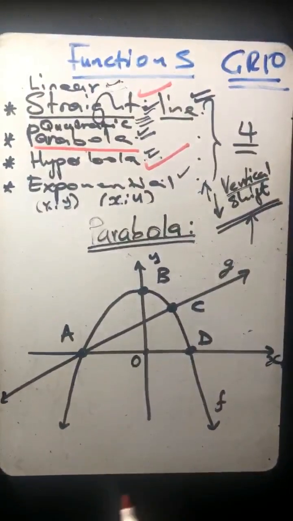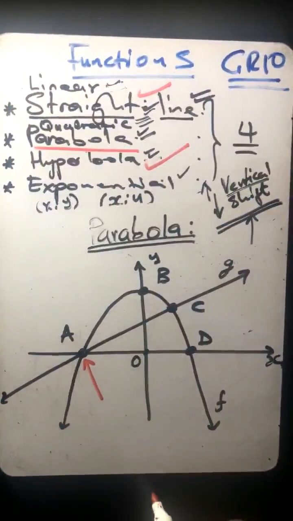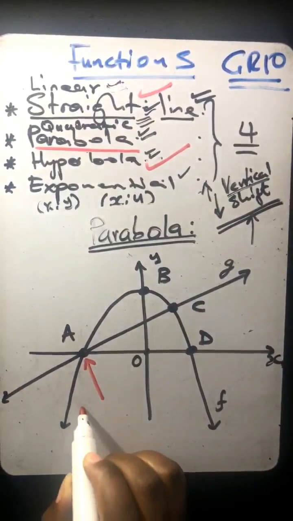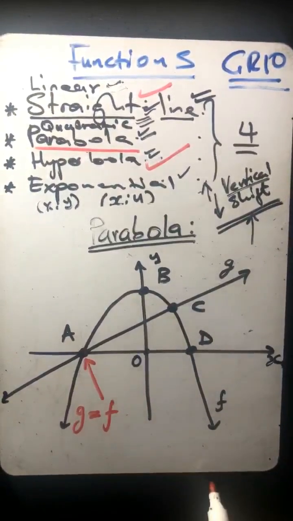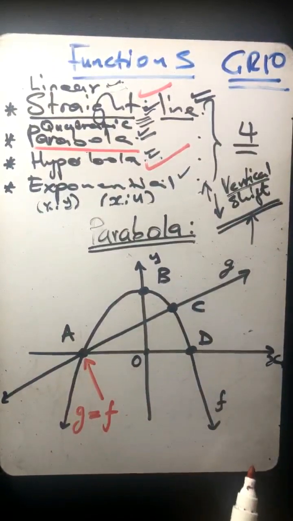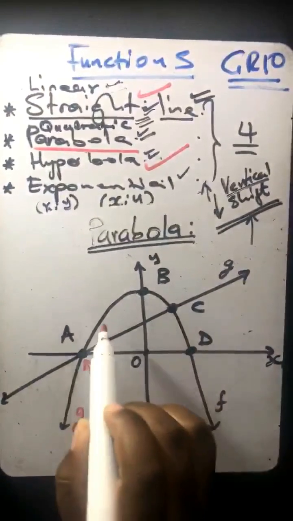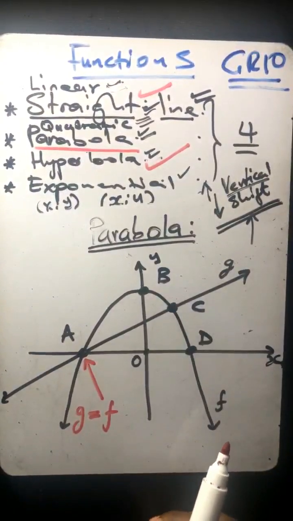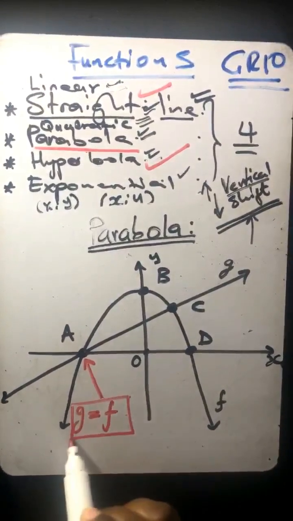But let's try to interpret this. At point A, that is the point where the graph of G is equal to the graph of F. Why? It's because this is where these two graphs touch each other. Where they touch each other, it means they share the same point. Where they share the same point, it means their point is the same. That is why we say they are equal at that point.